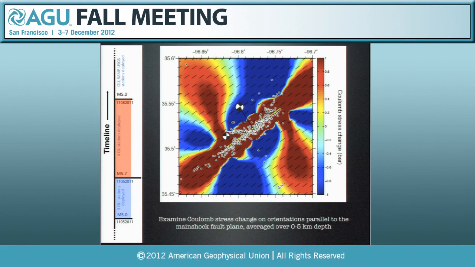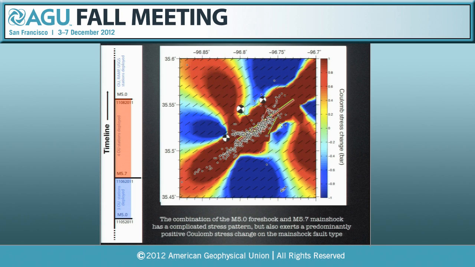We examine the Coulomb stress change on orientations that are parallel to the main shock fault plane, again averaged over the 0 to 5 kilometers depth. You can see that on a specified fault orientation such as itself, it again promotes failure, and that was based on the main shock alone. If we throw the foreshock into this picture, the foreshock plus the main shock has an incredibly complex stress pattern, but also exerts a predominantly positive Coulomb stress change on this specified main shock fault type.